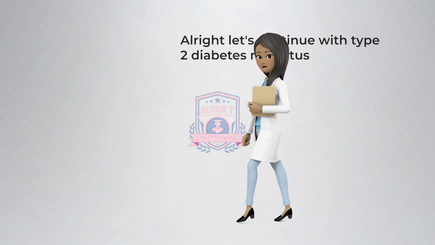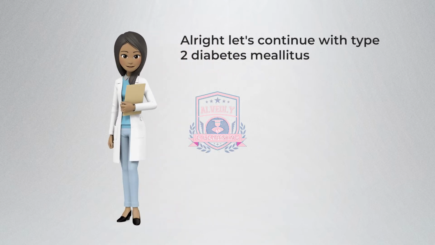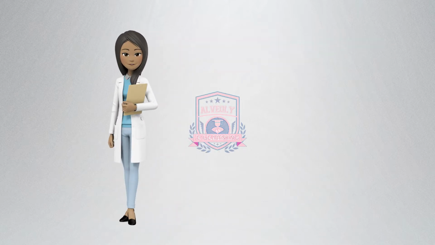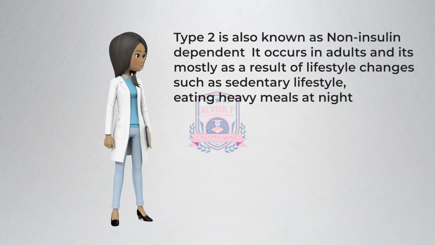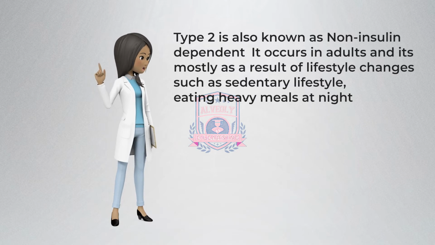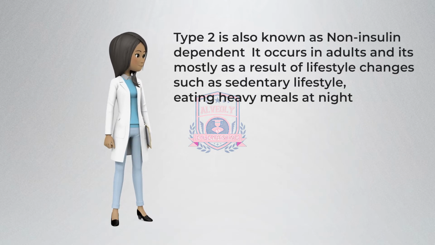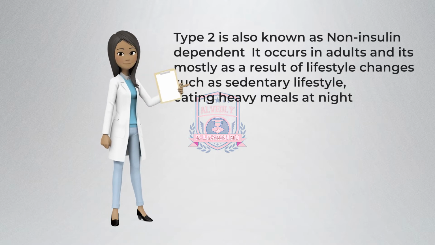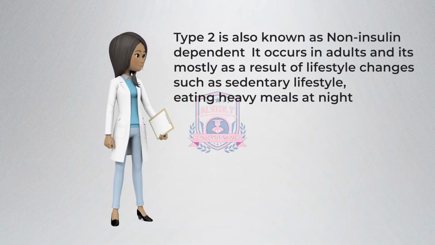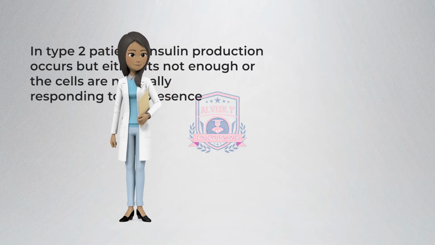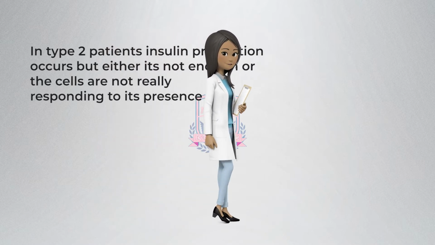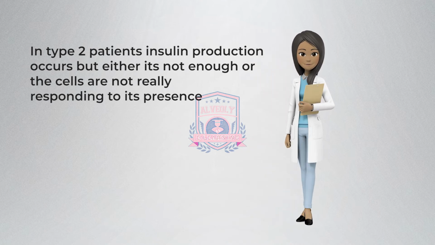Alright, let's continue with type 2 diabetes mellitus. Type 2 is also known as non-insulin dependent. It occurs in adults, and it's mostly as a result of lifestyle changes, such as sedentary lifestyle, eating heavy meals at night. In type 2 patients, insulin production occurs, but either it's not enough, or the cells are not really responding to its presence.